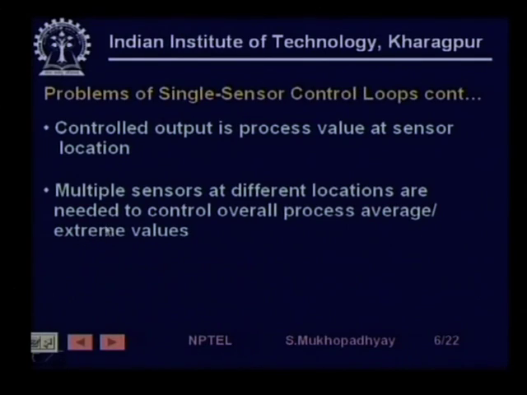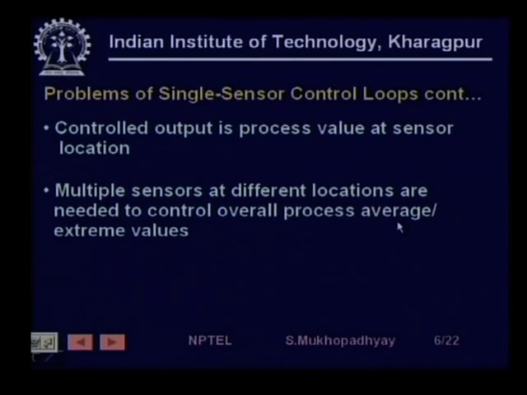So, therefore, whenever we are having sensors, we should understand that we are controlling the controlled value at that sensor location. So, if you want to maintain some uniform control over a region, sometimes we need to put more than one sensor and incorporate them in a control loop. So, this is a requirement in many cases. Therefore, multiple sensors at different locations are needed to control the overall process average. So, you want to control the average temperature of the room.